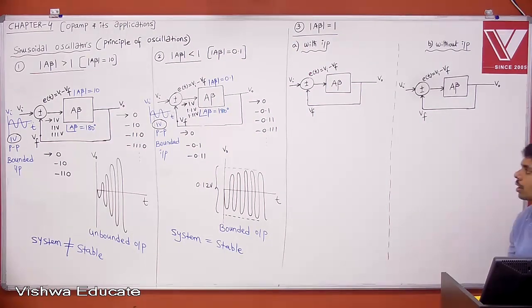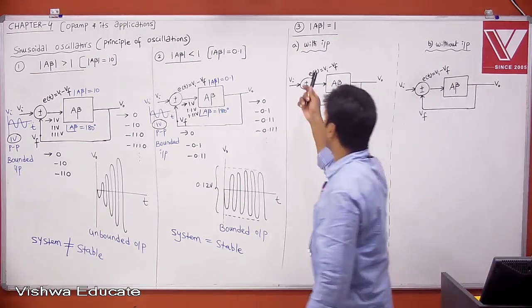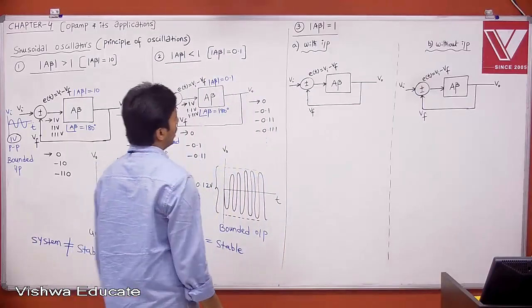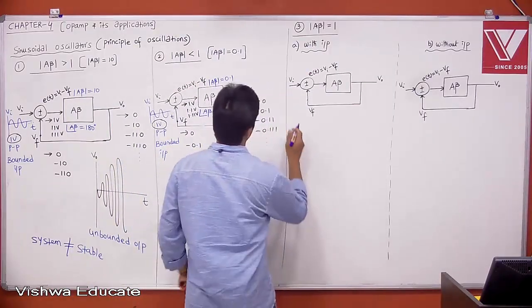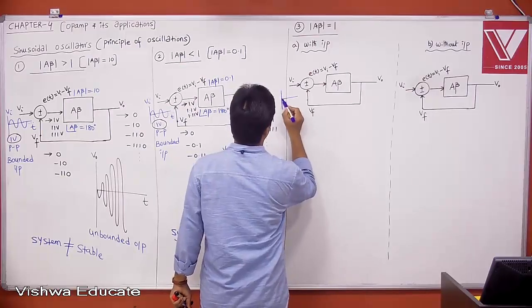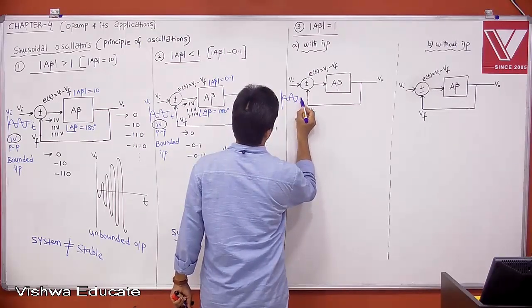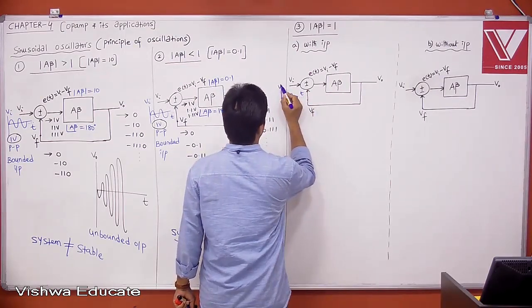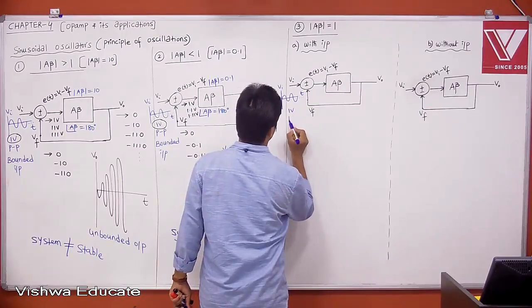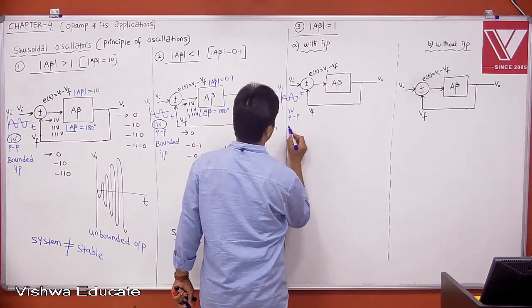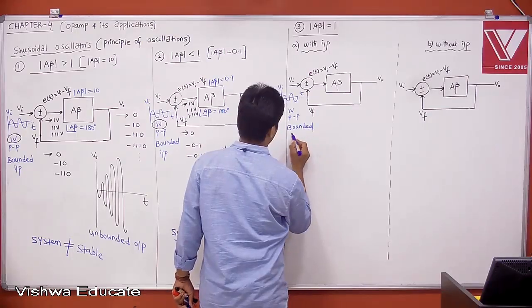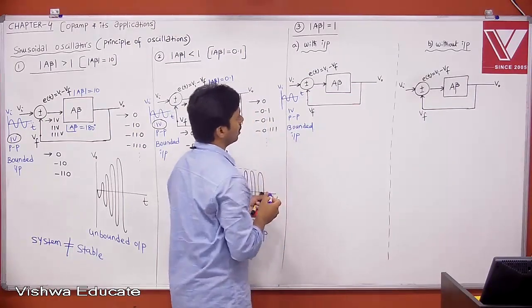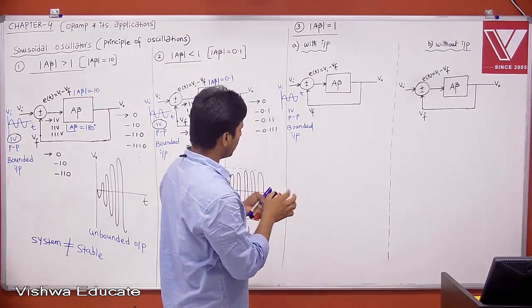Done? Okay. Now let's see case 3, with input. When I say with input, let us give input. This is a sine wave. Now this is Vi, therefore 1 volt peak to peak. Okay, this is also a bounded input. Bounded input. Okay.